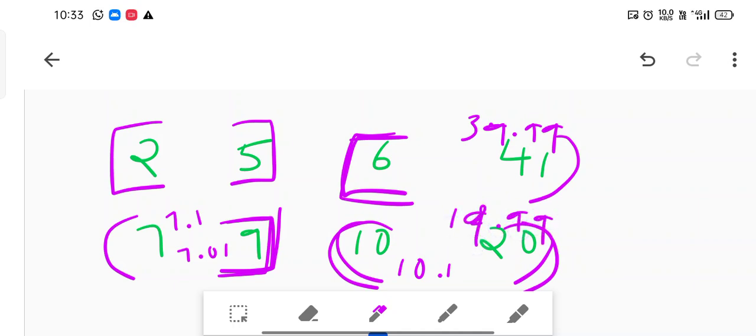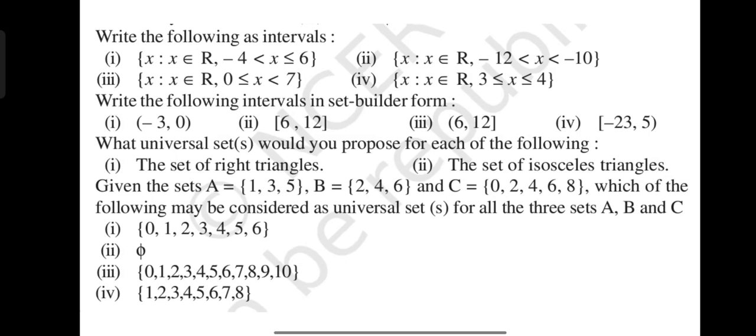I think you guys are familiar with it now. Now let's move on to the exercise. First we are going to understand this second one. Minus 3 and 0. Oh, sorry, the second one you can't write now. First we have to discuss.